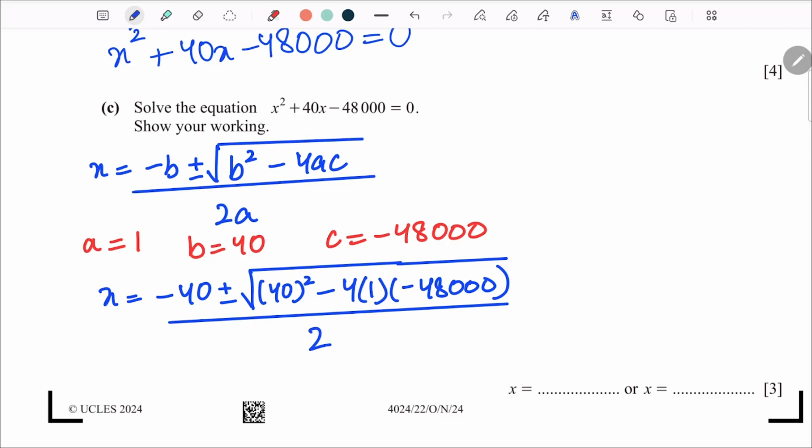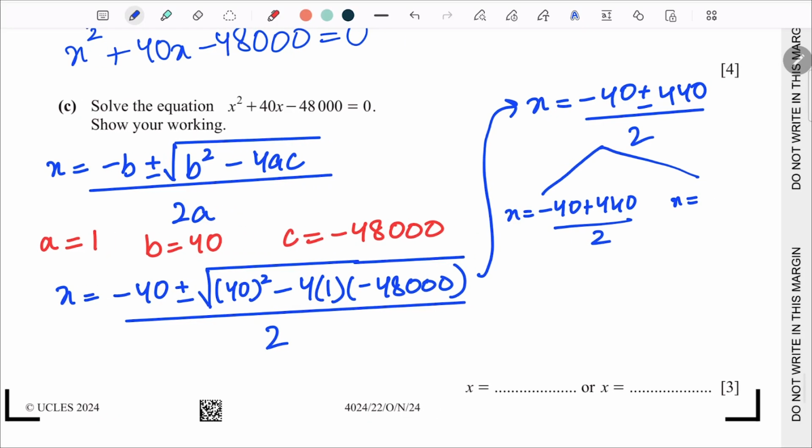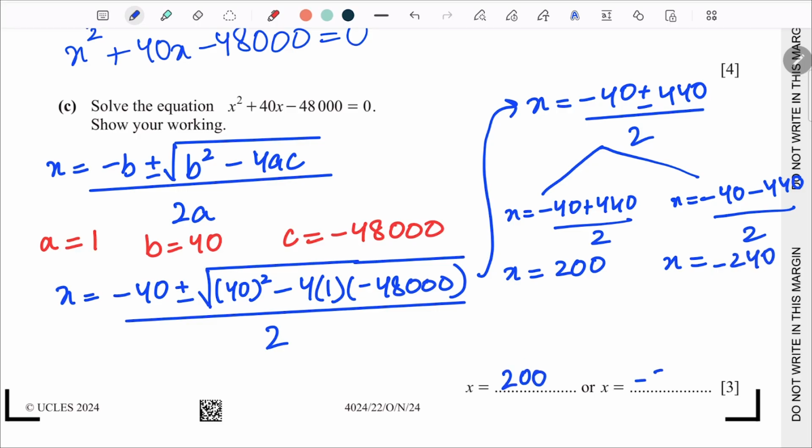When I simplify this under root, I am getting 440, so I can write this as x is equal to minus 40 plus minus 440 divided by 2. Now this can be written in two ways. x is equal to minus 40 plus 440 divided by 2, or x is equal to minus 40 minus 440 divided by 2. The answer here will be 200, and the other answer will be negative 240. So these are my two answers, 200 and negative 240.